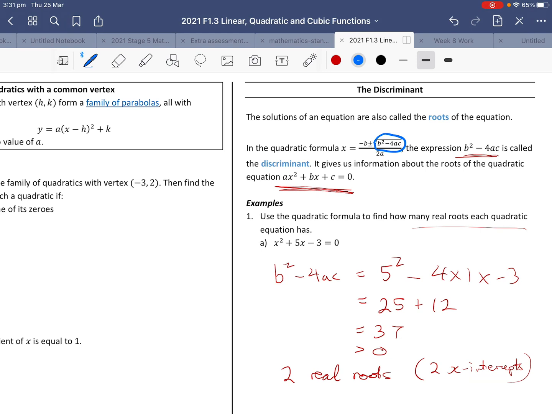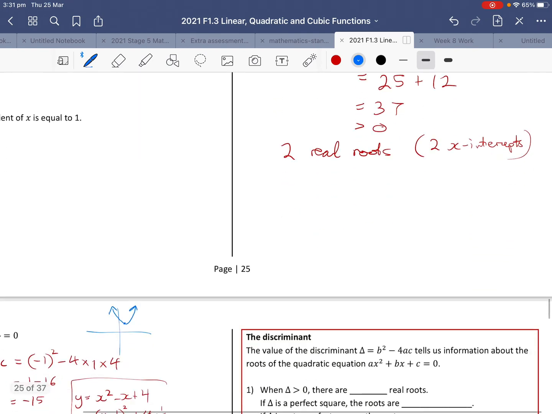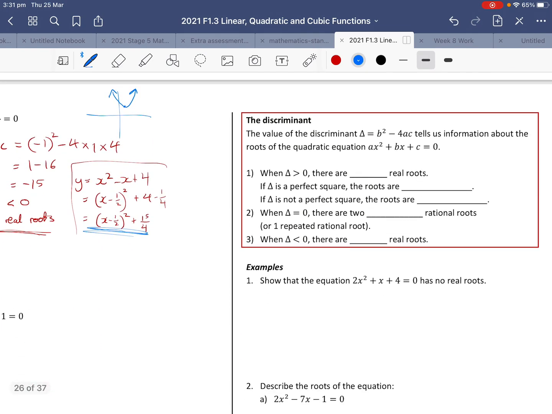Now the b, a and c found in the quadratic formula are the values of a, b and c when we write our quadratic in the general form. Now the value of the discriminant tells us information about the roots of the quadratic. In other words, how many roots there are and their nature. When I say roots, I'm just talking about the x-intercepts.